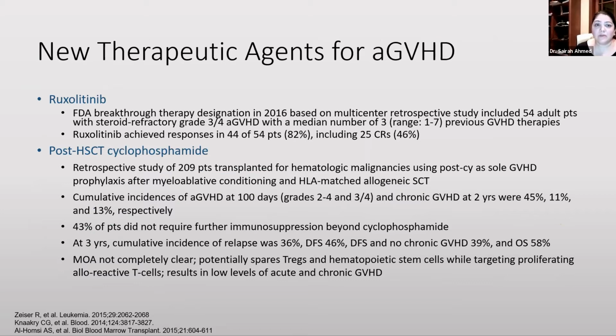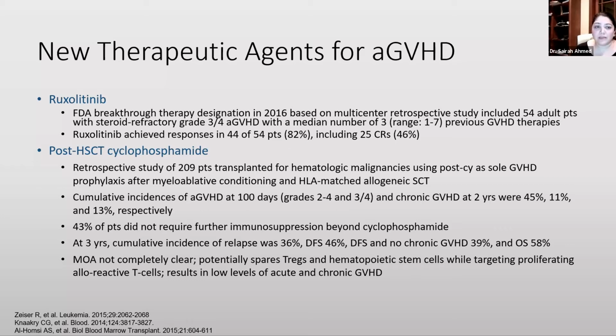So ruxolitinib received its breakthrough designation in 2016 based on a multi-center retrospective study looking at steroid refractory acute GVHD, and it has become part of the treatment paradigm for the treatment of acute GVHD. And generally, this is the first agent that we will add on in steroid refractory disease.